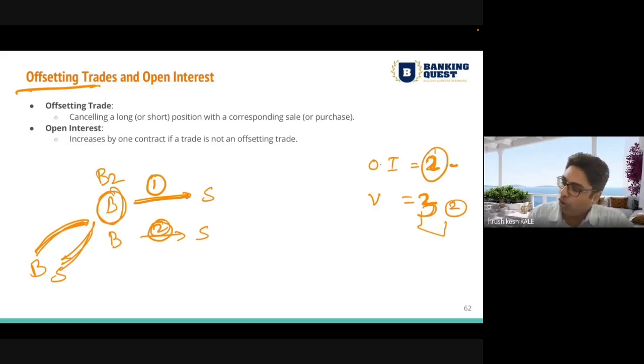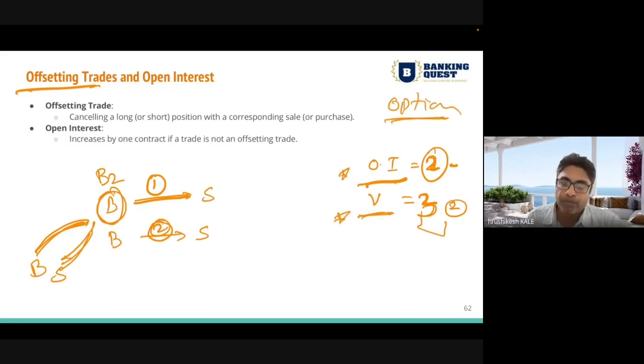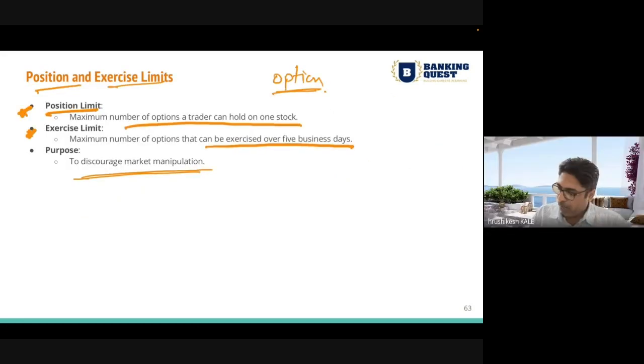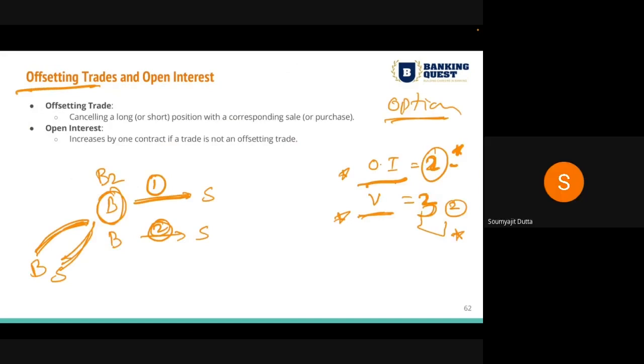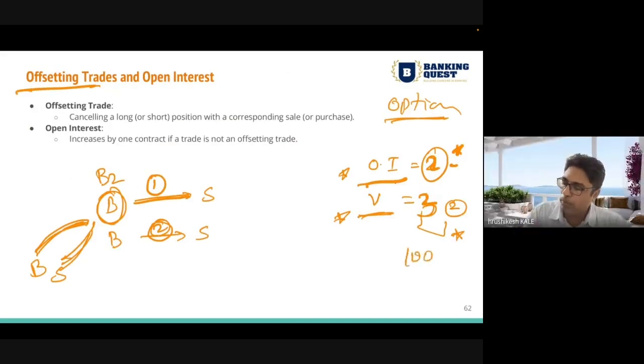So that's how volume and open interest differ in an option contract. And you need to keep track of both of them so that you understand how many open positions are going on, and how many people changed their positions. So here volume can be 4 also. Volume can be 100 also.